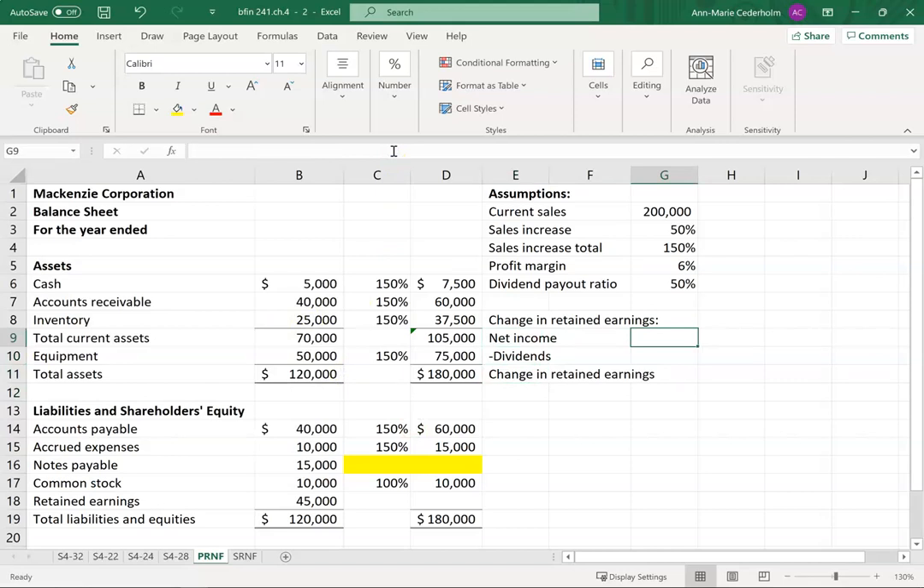So right now I'm going to try and figure out what my current net income is before projecting what my new net income is going to be with my sales increase. So I don't have the income statement, but I do have this information. I know my current sales is 200,000. And I know that if I multiply that by the profit margin percentage, that will give me my net income.